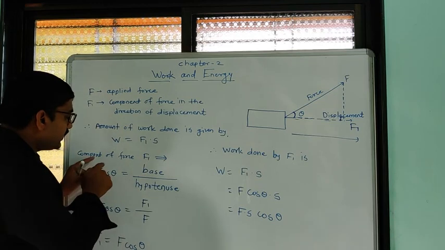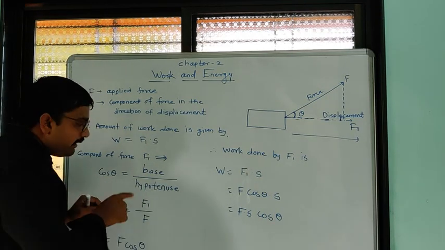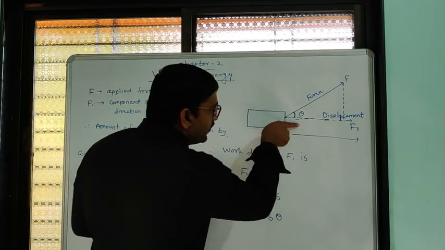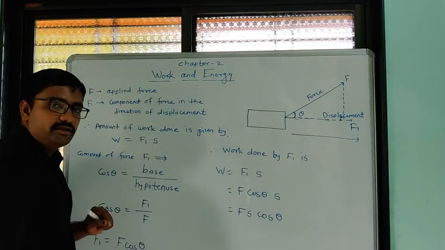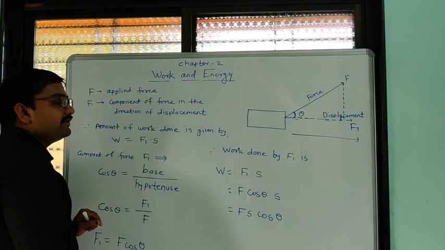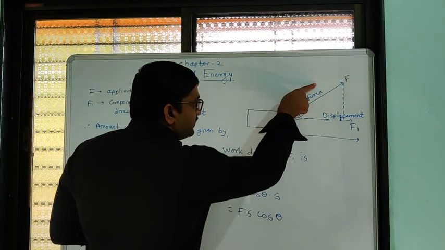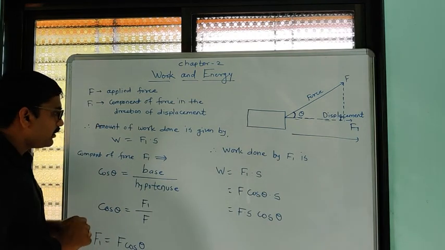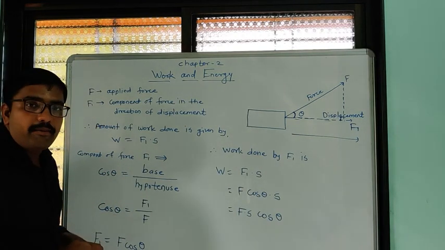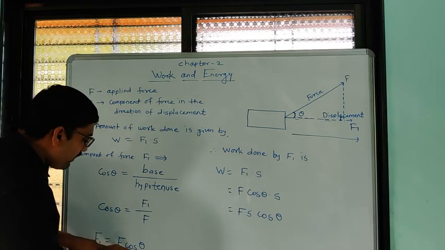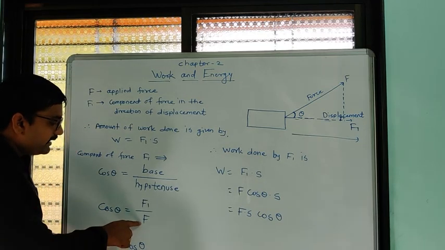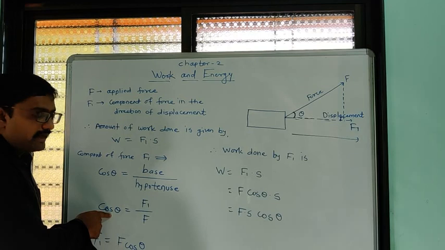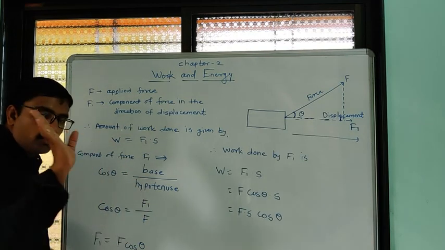So you have to remember that cos theta is given by base upon hypotenuse. In this figure, the base is the component of force in the horizontal direction of displacement, and the hypotenuse is the direction of the applied force. So cos theta is F1 by F, and from that we can calculate F1. F is in the denominator, so if you shift it to the left hand side, it will be multiplied. So F1 will be equal to F into cos theta.